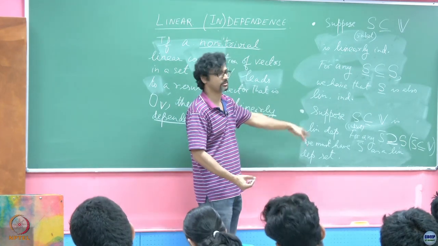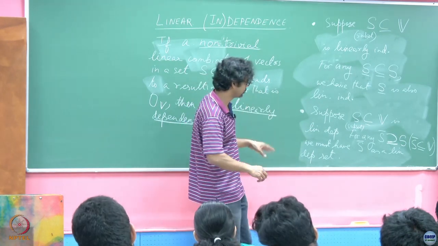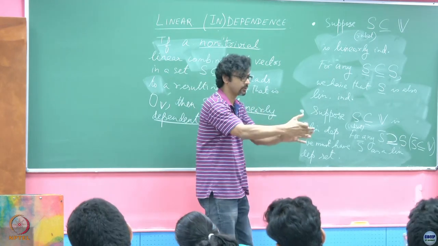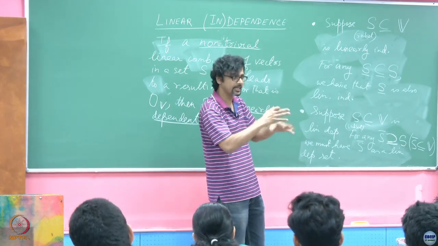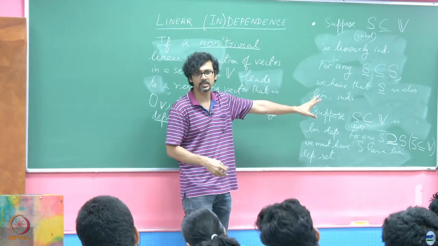Once again, you can just try and fill in the arguments here. Just a couple of lines. You have to just assume that there are certain fellows belonging here, certain fellows belonging there, and so on, right? And take combinations and argue. So I hope that these two assertions are very clear.